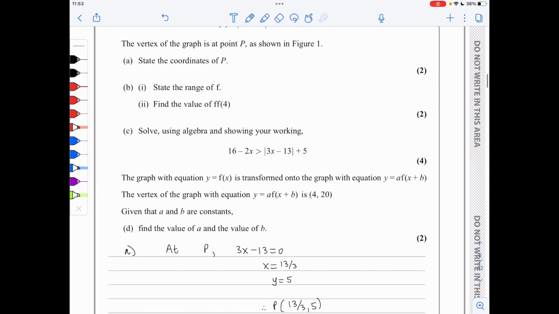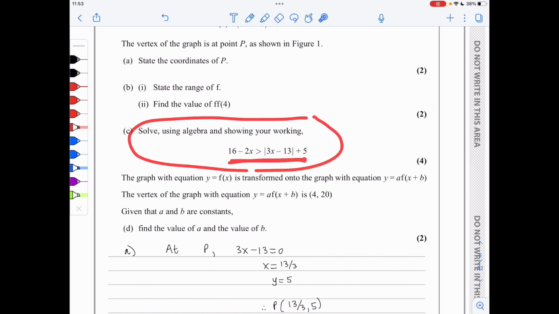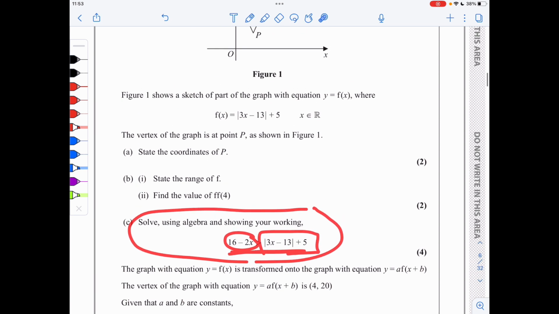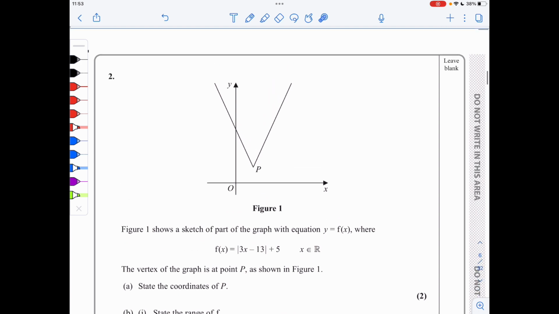Then C, solve using algebra and showing your working this inequality here. So we've got 16 minus 2x being greater than the graph. In order to do that, I'll have to go back to my graph and do some preparatory work. So I will start by identifying each line segment with its individual equation without the modulus sign. So on the right hand side, we've got y is 3x minus 13 plus 5, which simplifies to y is 3x minus 8. In other words, the modulus sign behaves like a normal set of round brackets.